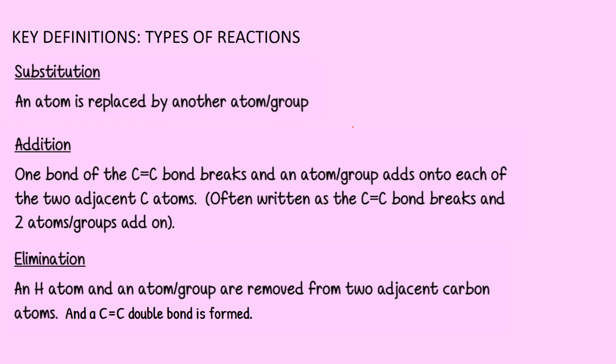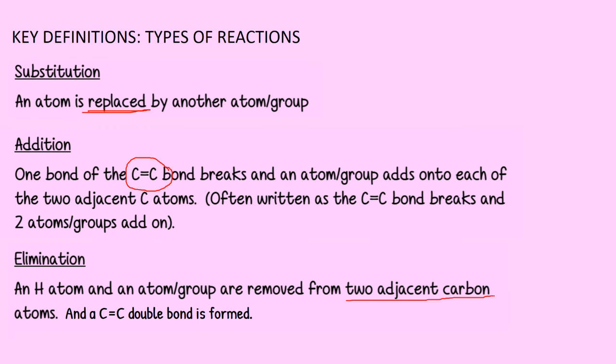Okay, now there's some key definitions that you need to know. We're talking about the chemical reactions of organic compounds. So there's three types of reactions I want to introduce here. Substitution, and that's where an atom is replaced by another atom or group. And then there's addition. For addition, you have to have a carbon-carbon double bond, which breaks and adds an atom or group of atoms across, so that it becomes just a single bond, and then it's got things added to it.